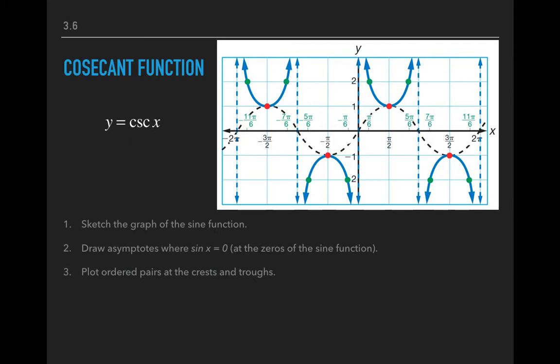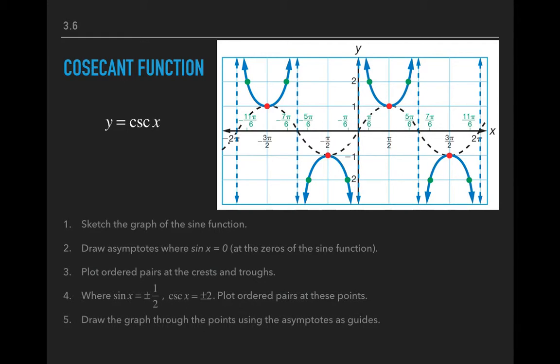Next, you'll want to plot ordered pairs at the crests and troughs of the sine function. So those are the red dots. The red dots have been plotted at the crest and at the trough of your sine function. Also, after you've done that, you want to find those green dots. Now, to find those green dots, that's going to happen.